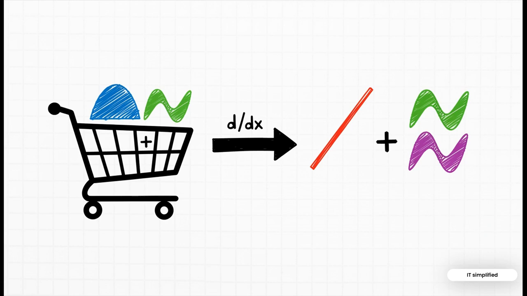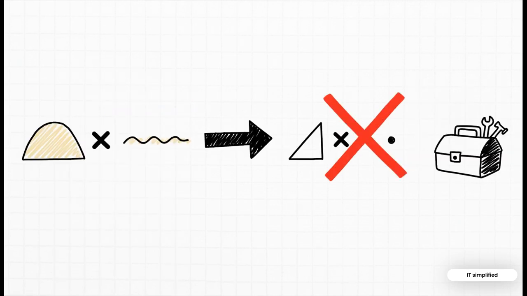If you've got functions just added or subtracted together, you just take the derivative of each piece one by one. It's really that simple. It's kind of like calculating a grocery bill. You just add up the costs of each item on its own. But what happens when functions are multiplied? Now you might think you can just multiply their derivatives, but nope. Unfortunately, it doesn't work that way.